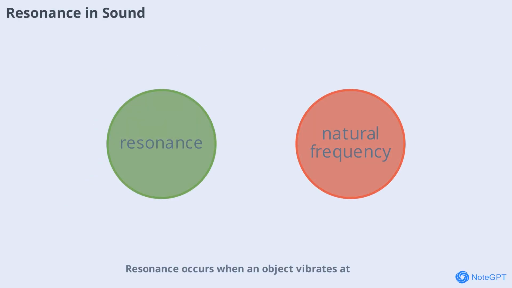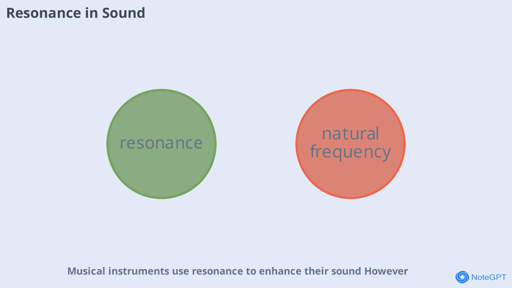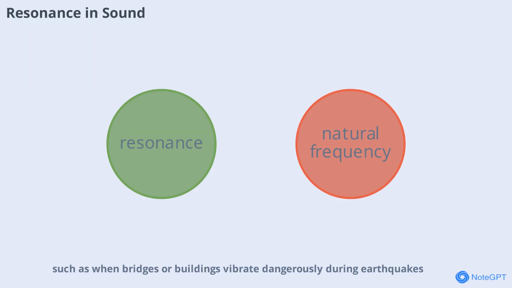Resonance occurs when an object vibrates at its natural frequency due to an external sound. This amplifies the sound, making it louder and richer. Musical instruments use resonance to enhance their sound. However, resonance can also cause problems, such as when bridges or buildings vibrate dangerously during earthquakes.